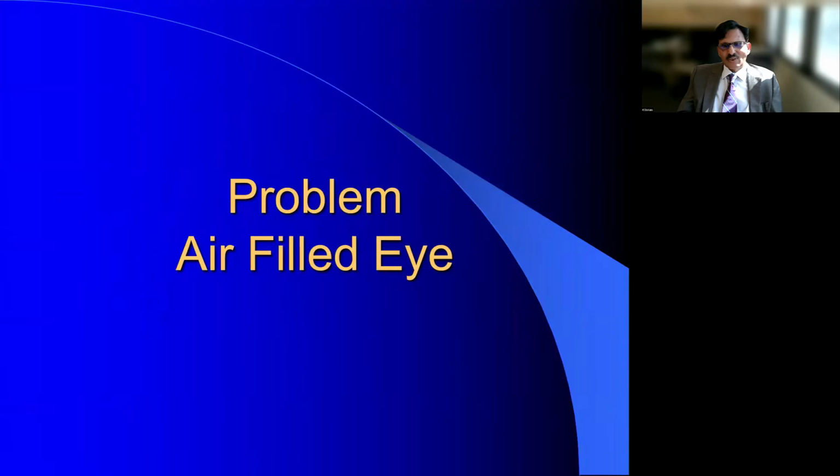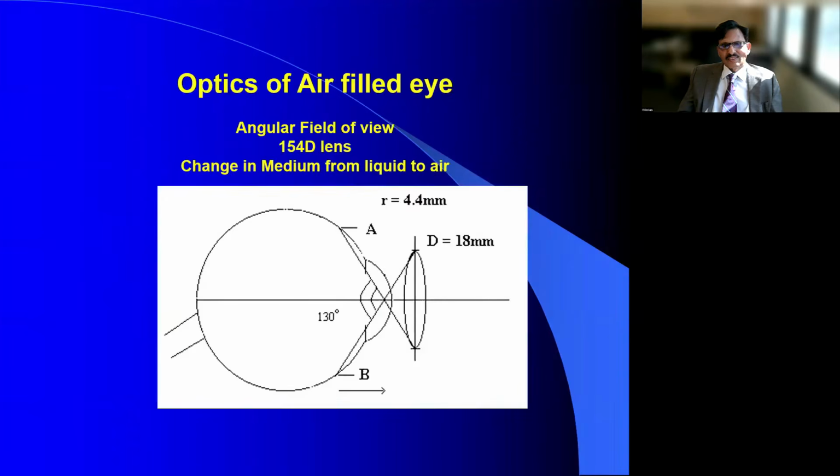Air-filled eye, that's the next one I was talking about. So with a more air-filled eye, instead of going 104 degrees, you're seeing 130 degrees now. So it increases your visual field.